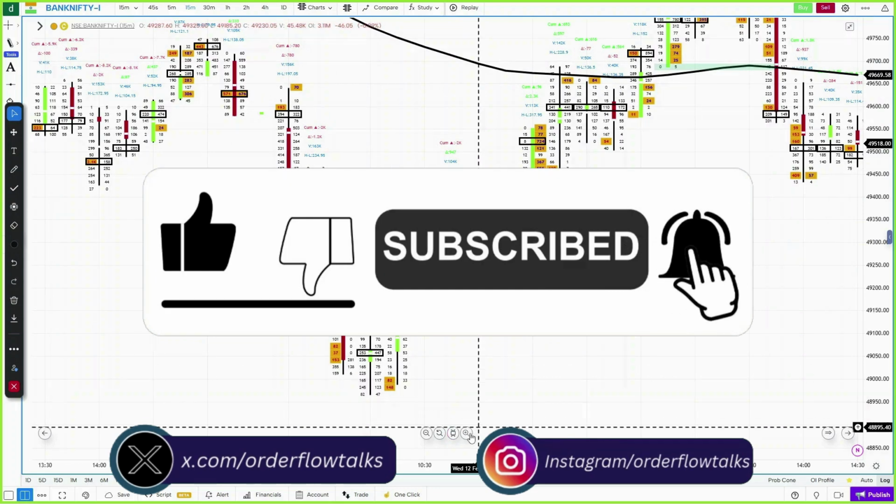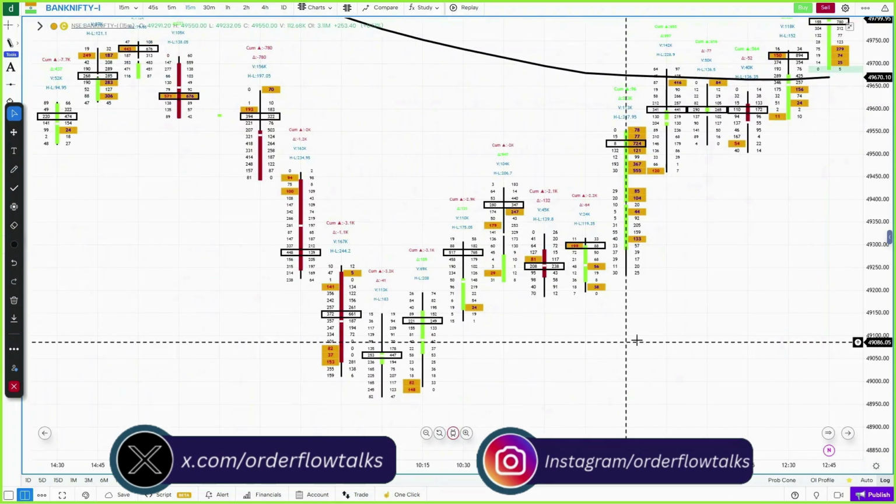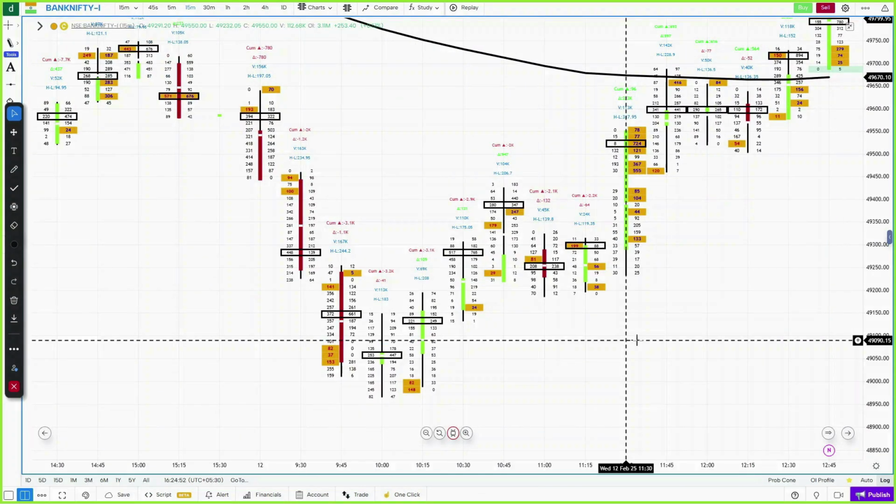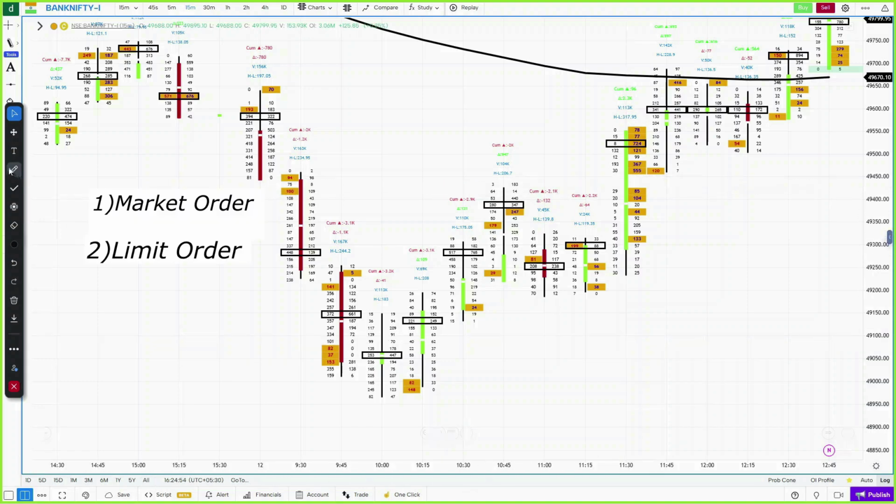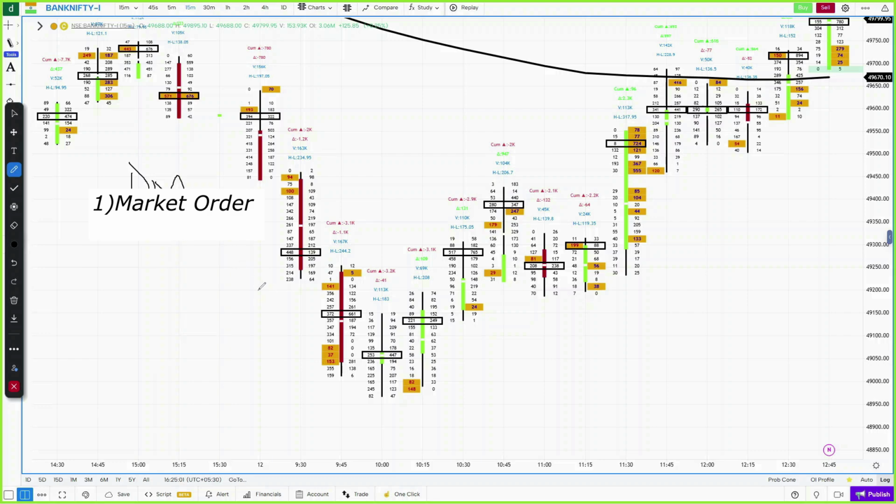To understand this concept very well, you first need to understand that in the stock market there are two types of orders. One is a market order, one is a limit order. So in a market order, what happens? You place an order saying that I need this much quantity, but you don't specify any price. Whereas in a limit order, you specify both price and quantity, how much you want to buy.